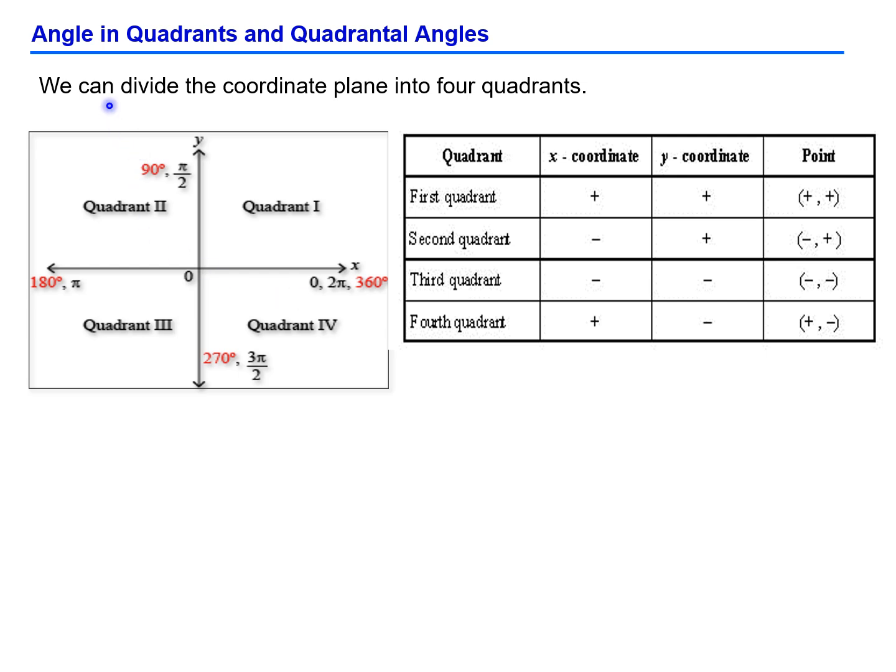Let us be familiar with angles in quadrants and quadrantal angles. We can divide the coordinate plane into 4 quadrants. So if the x-axis and the y-axis intersect at the origin, we can have 4 quadrants. This is the first quadrant wherein x and y are both positive. This is the second quadrant where x is negative and y is positive. This is the third quadrant where both x and y are negative. And this is the fourth quadrant where x is positive and y is negative.